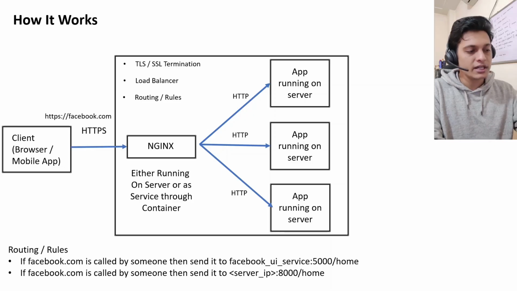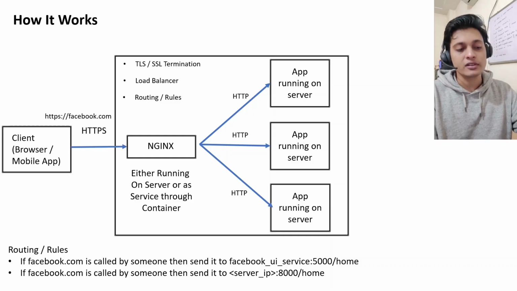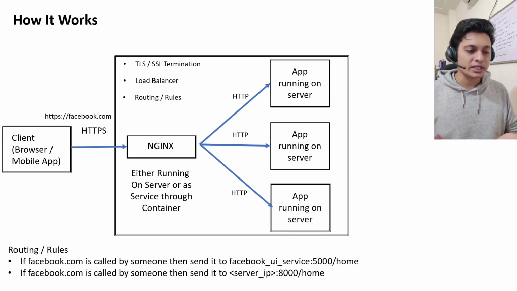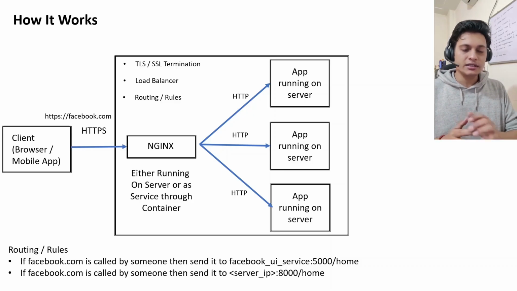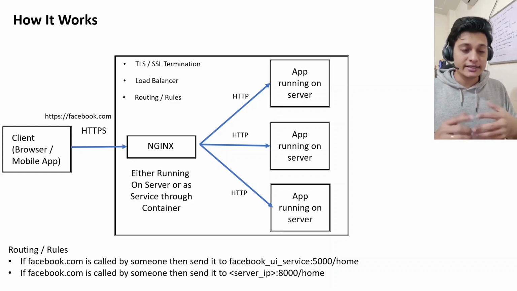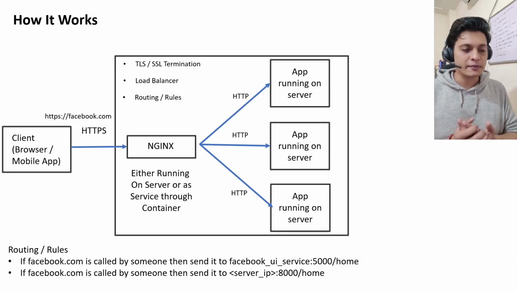What are the routing rules? These routing rules are nothing but, let's say for Facebook, you can see at the bottom, if facebook.com is called by someone, then send it to facebook_ui_service:5000/home. So you have a server. In that server, you are running your application, and that application might be running as a container, and that container is exposed by a service. You just created a service on top of that container, and that service is accessed through port 5000, and that service name is facebook_ui_service.